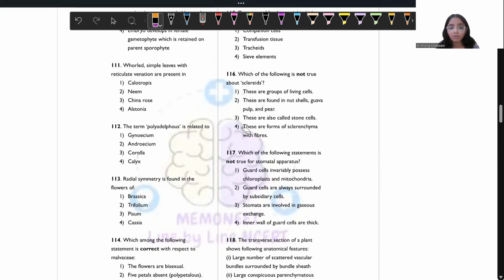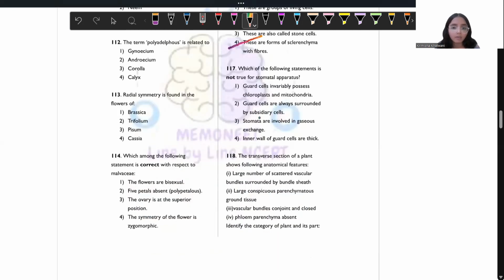So, fourth option is the correct answer to this question. Understood. Now let us see question 117. Which of the following statements is not true for stomatal apparatus? Guard cells invariably possess chloroplast and mitochondria. Guard cells are always surrounded by subsidiary cells. Stomata are involved in gaseous exchange. Inner wall of guard cells is thick.